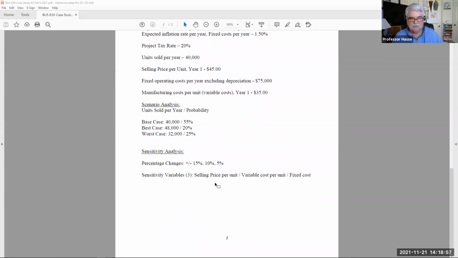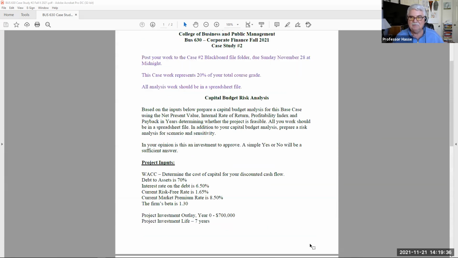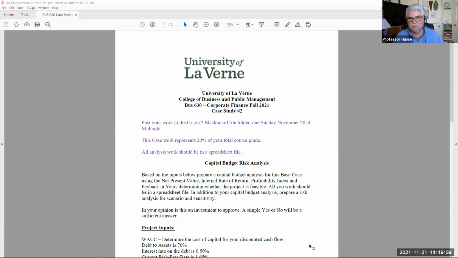Your sensitivity analysis, like we just discussed, has the same percentages, plus or minus 15, 10, and 5%, but your sensitivity variables are 3 of them: selling price per unit, variable cost per unit, and fixed costs. Those are your 3 sensitivity variables to prepare a sensitivity analysis chart at the NPV levels of changes in those 3 variables. Again, your spreadsheet is exactly what we just did over the last week in our class. Follow that format, insert the variables, crunch the numbers, and let's see what we come up with for case number 2, due a week from today, November 28th.